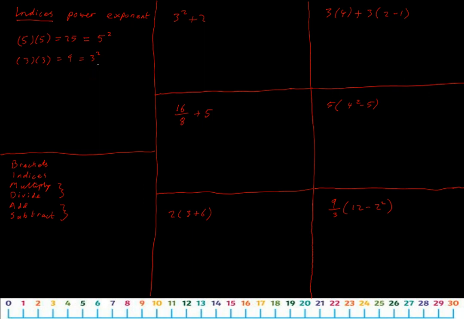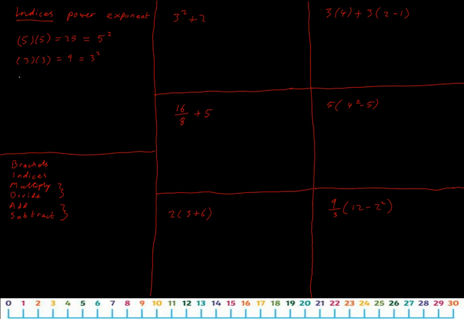Now for reasons that we're going to get into later on, we often call that 3 squared or 5 squared. And some of you may be able to picture in your heads what a square is and figure out why we might call that squared if we look at what we're multiplying together.